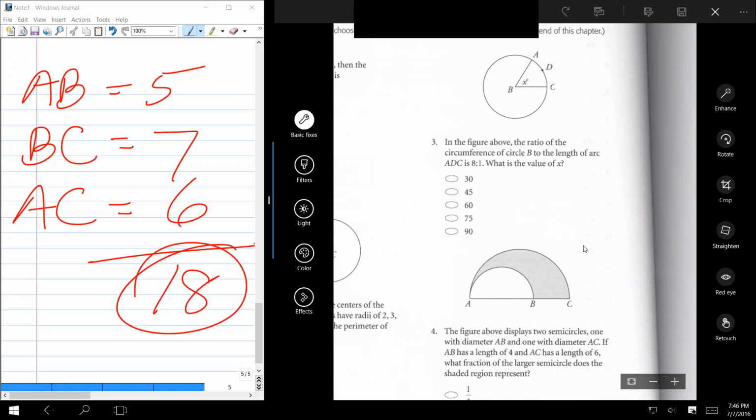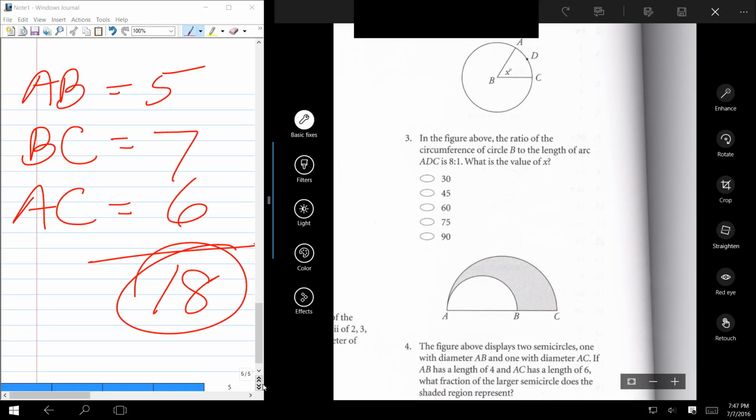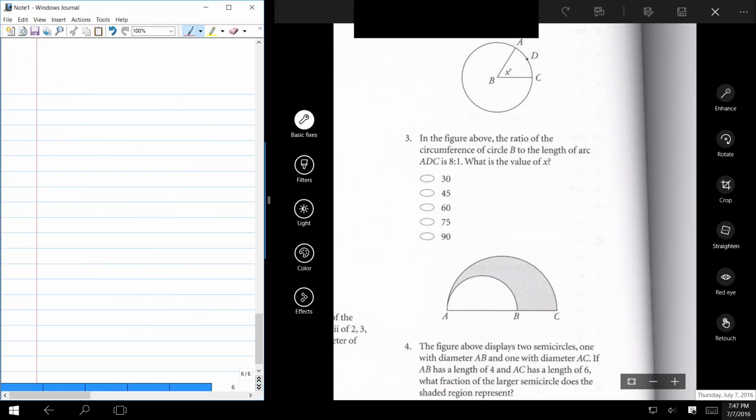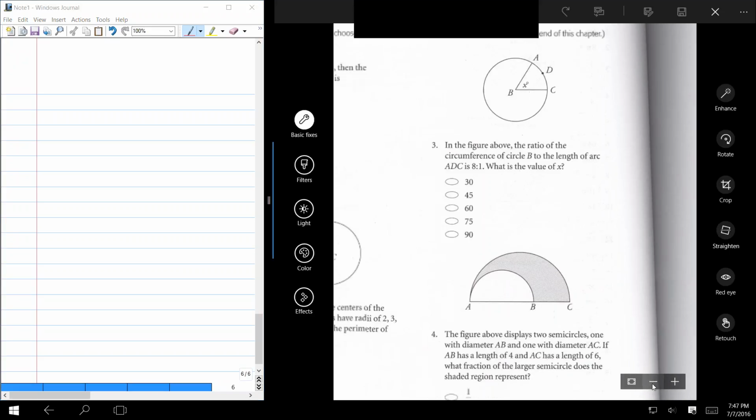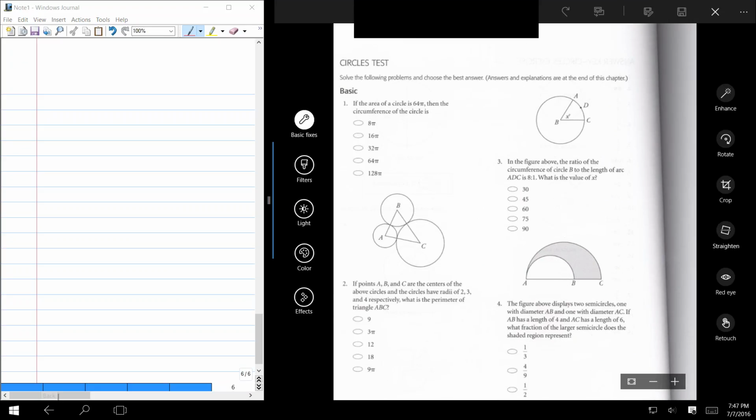All right, number 3. Can you see those okay, or should I blow it up one more? There we go. That's fine. In the above figure, the ratio of the circumference of circle B to the length of arc ADC is 8 to 1. What is the value of X? I'm going to minimize that for a moment just to cover this topic a little bit. I guess the way I need to do that is this way.